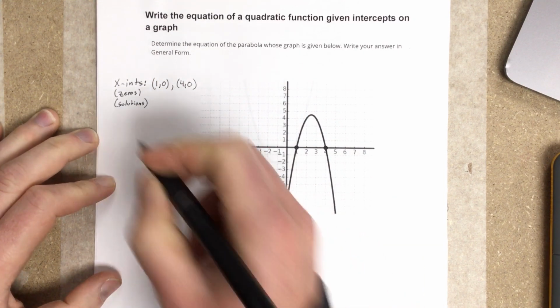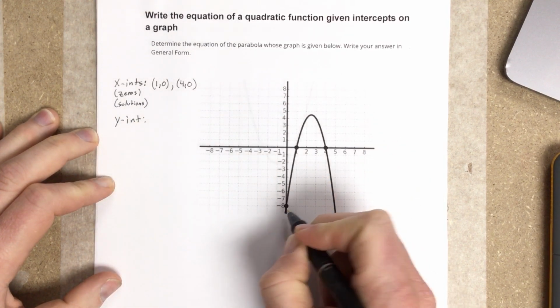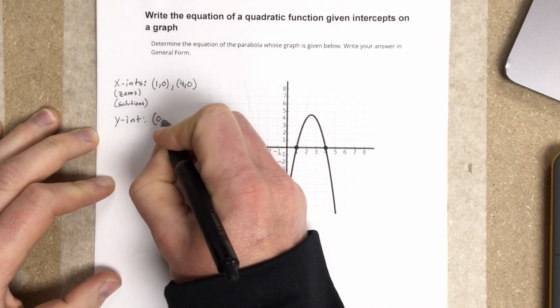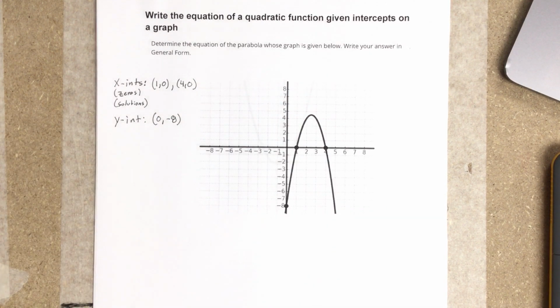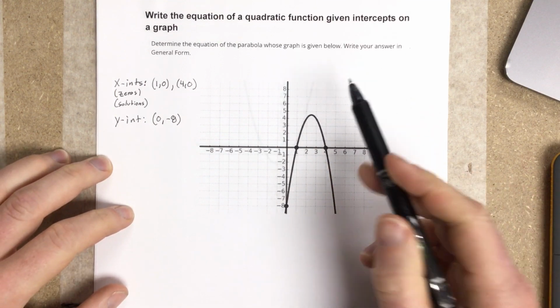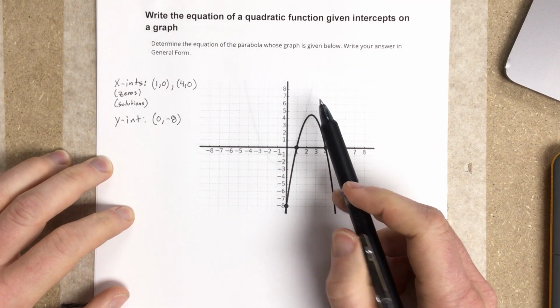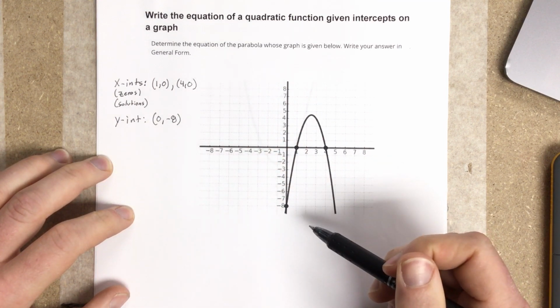And then we have the y-intercept, which is (0, -8). So we have these three coordinates that we've pulled from this graph. How do we write an equation? And they want it in general form. How do we write the equation for this parabola?